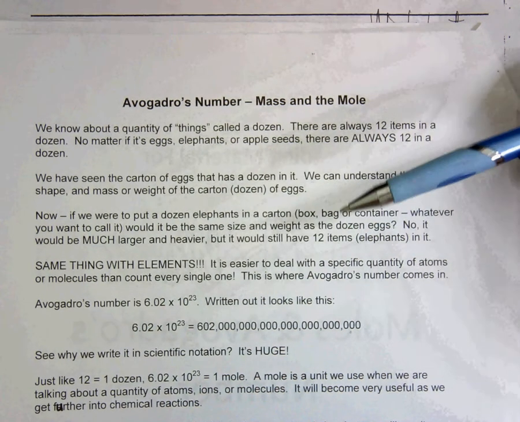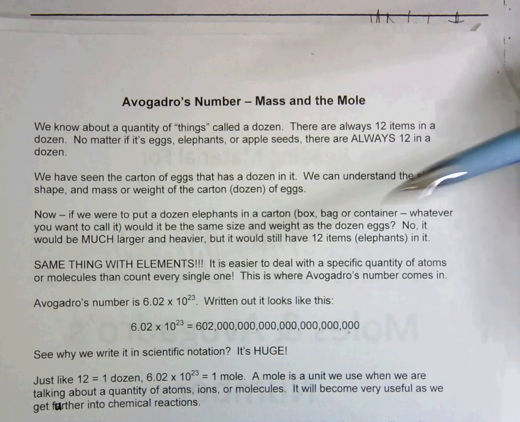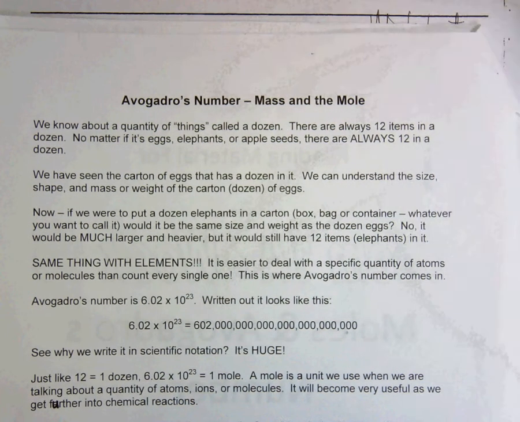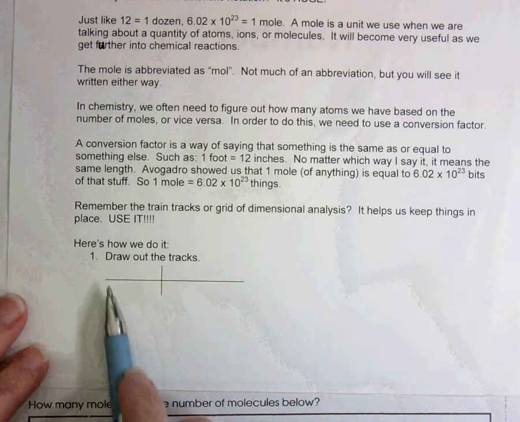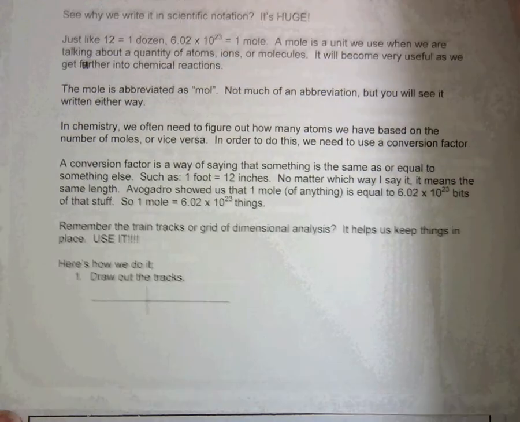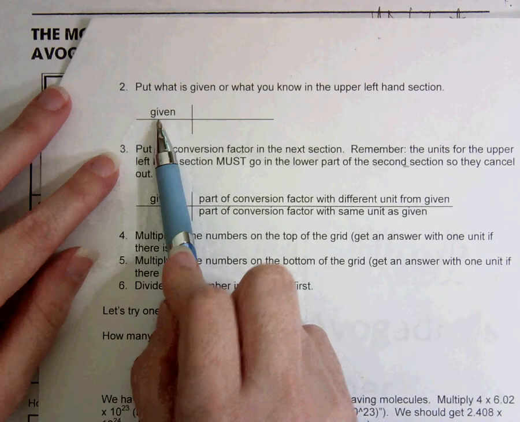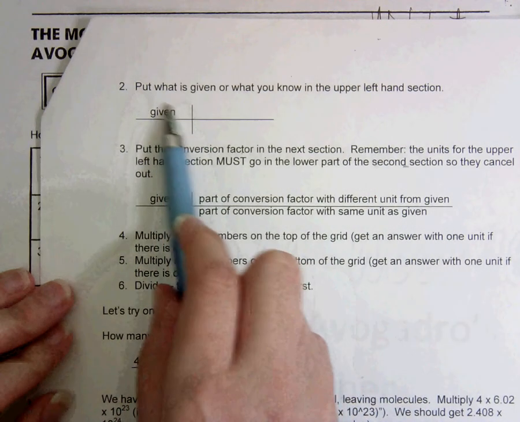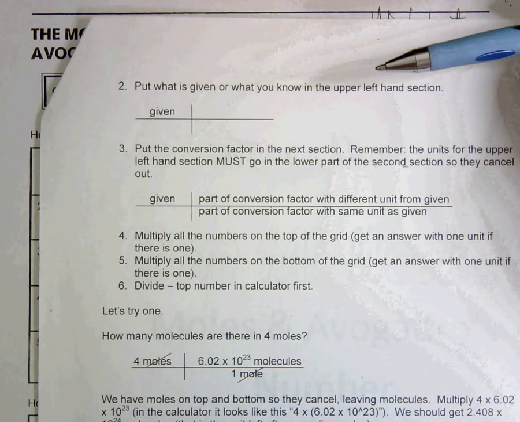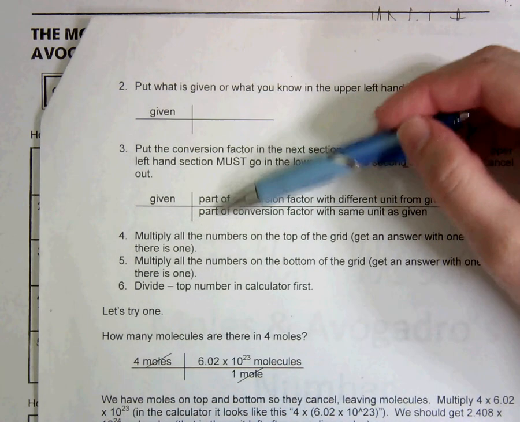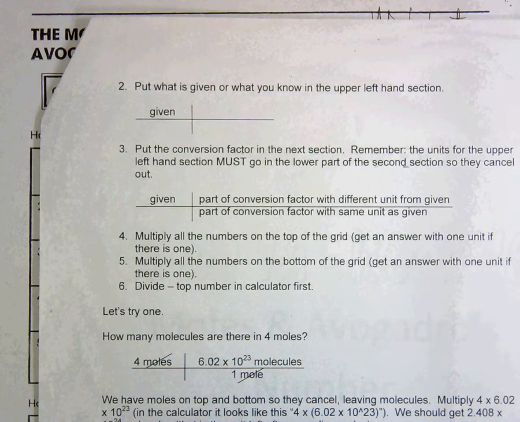So when you are trying to figure out how many moles you have based on atoms or molecules or whatever it gives you in these questions, you're just going to do a simple math problem. It shows you here, you're going to draw out these tracks, and then whatever it gives you in the question is called your given. It's the amount that you are told that you have. Put your given in the top left. Then it says to put the conversion factor in the next section. A conversion factor is something that you multiply by to change from one unit to another. That sounds a lot harder than it is.